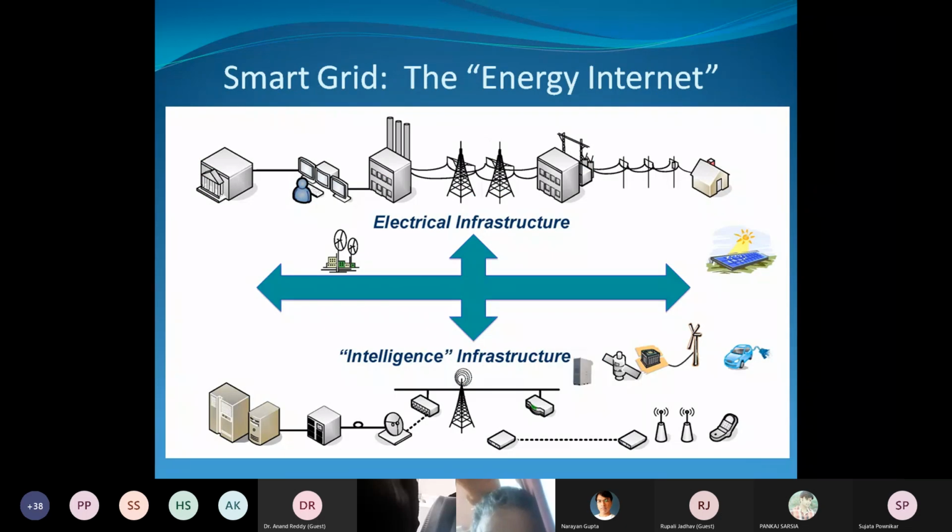Oh, this is there. This is electrical infrastructure, intelligence infrastructure. This is replaced by this. So this is a very good slide. It shows पहले क्या था अब क्या है?